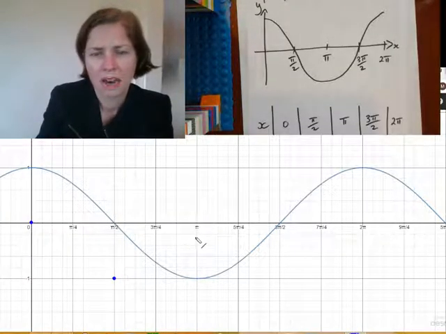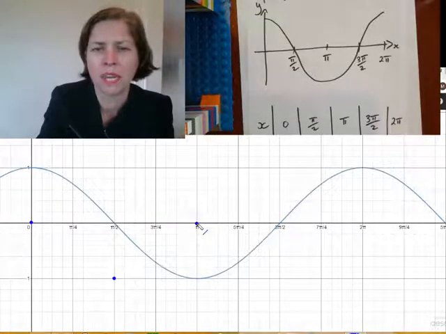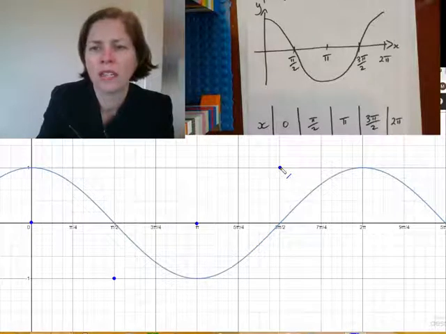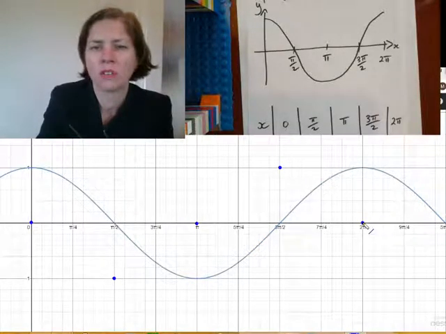Now I head over to pi, and I've got another turning point here, which is going to mean a gradient of 0. So I'm putting a point on pi, 0. At 3 pi on 2, my gradient is back to being positive 1. So I'm going to put a point at 3 pi on 2, 1. And then at 2 pi, I'm back to 0.